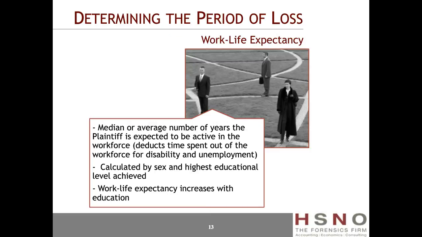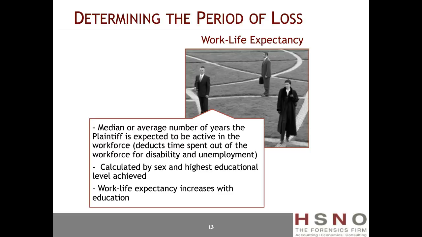Okay, work-life expectancy is a little bit different than retirement age. That's a number that we calculate, which is the number of years they're expected to remain active in the workforce, and it's a little bit less than the number of years to retirement because it takes out time for periods of unemployment or periods of disability. And we calculate that by gender, highest educational level achieved, and so forth. One thing to remember about work-life expectancy is it does increase with education, and it also tends to increase the longer somebody works.